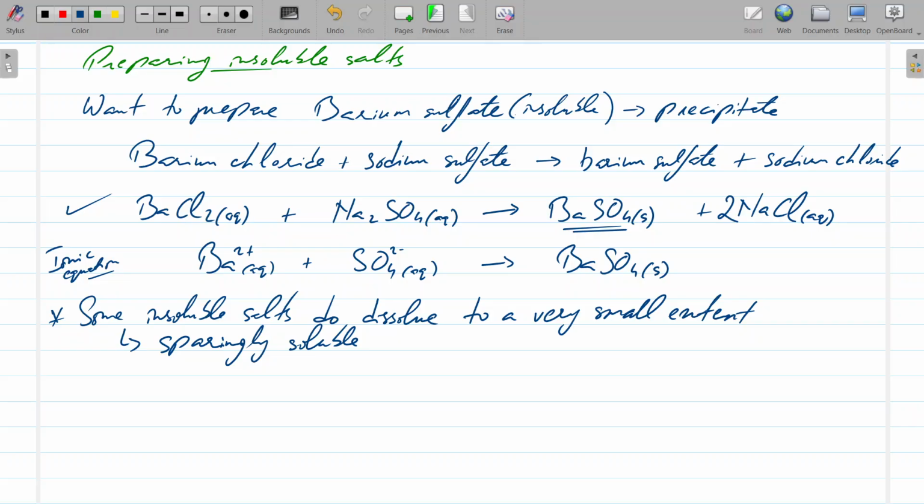For the purpose of our syllabus, it's insoluble, but the fact is that it does dissolve to a very, very small extent. In 1 liter of water, so 1 decimeter cube of water, which basically means 1 liter, how much barium sulfate would dissolve? Only 2.2 times 10 to the power minus 3 grams. If you open that up, that's 0.0022 grams. That's pretty small, a super, super tiny amount, but it does happen.